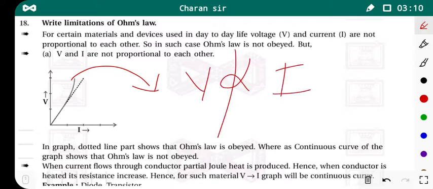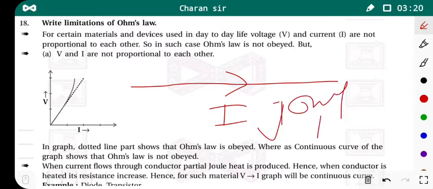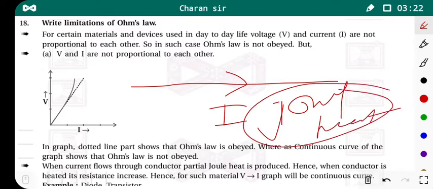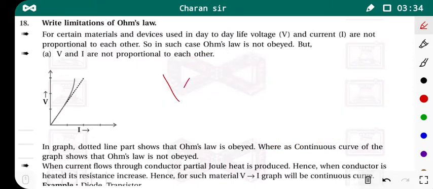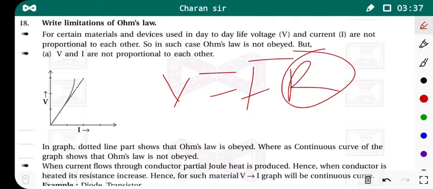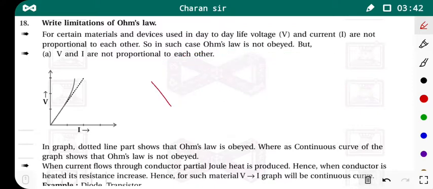Okay, so why does this happen? When current passes through any conductor, it loses some energy in the form of Joule heat, and due to this Joule heat the temperature of the conductor increases. When the temperature increases, the resistance value also increases. We know that Ohm's law is given by V equal to IR. Here the resistance value has increased, so this equality is not satisfied. That means Ohm's law is not satisfied in this case.